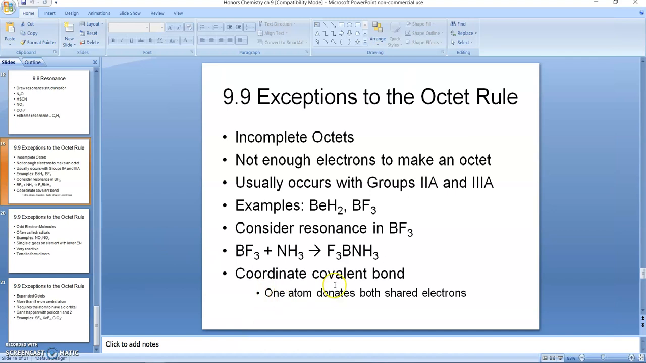Now, by the way, that bond that we just formed there, where one atom provided both electrons, the nitrogen of the ammonia provided both electrons, that's called a coordinate covalent bond. Not any different from any other covalent bond, but they give it a name.